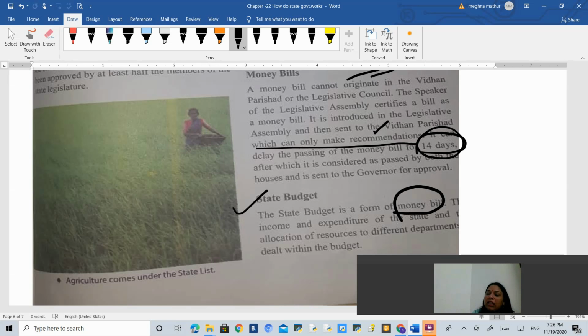It arises in Vidhan Sabha. Vidhan Sabha can reject it, and Vidhan Sabha can pass it. If it is passed, then only it will move to Vidhan Parishad, who can only make recommendations. So that is the state budget.